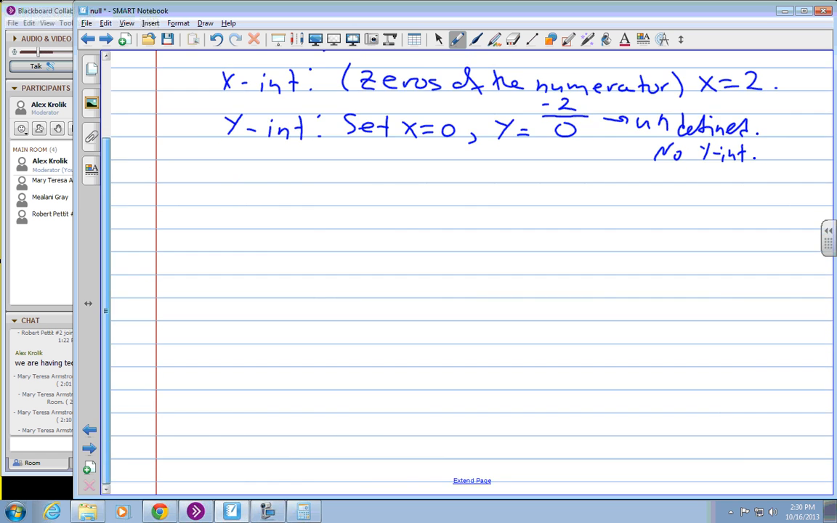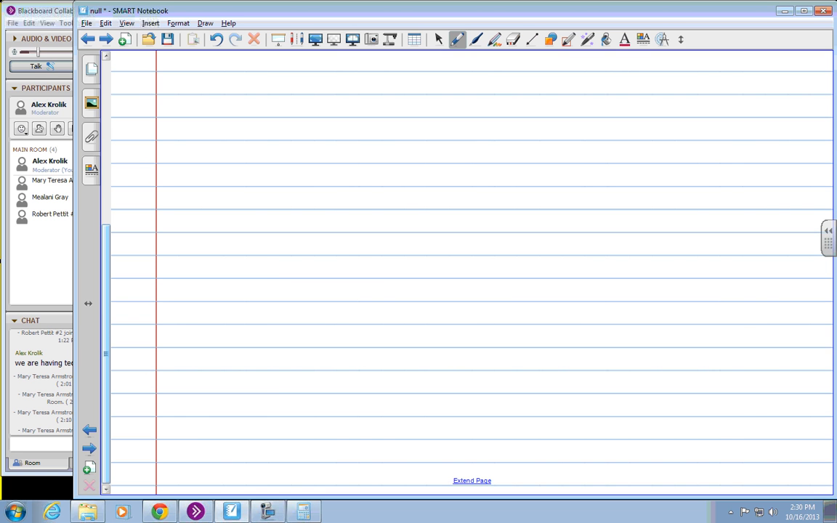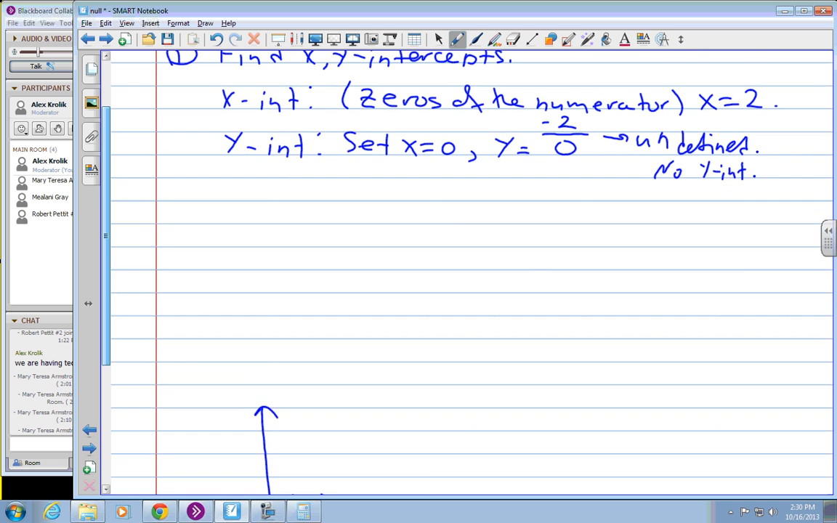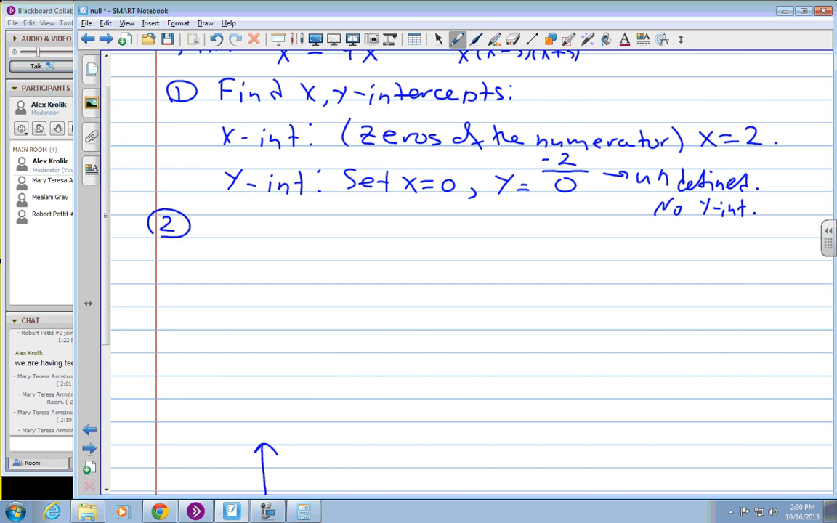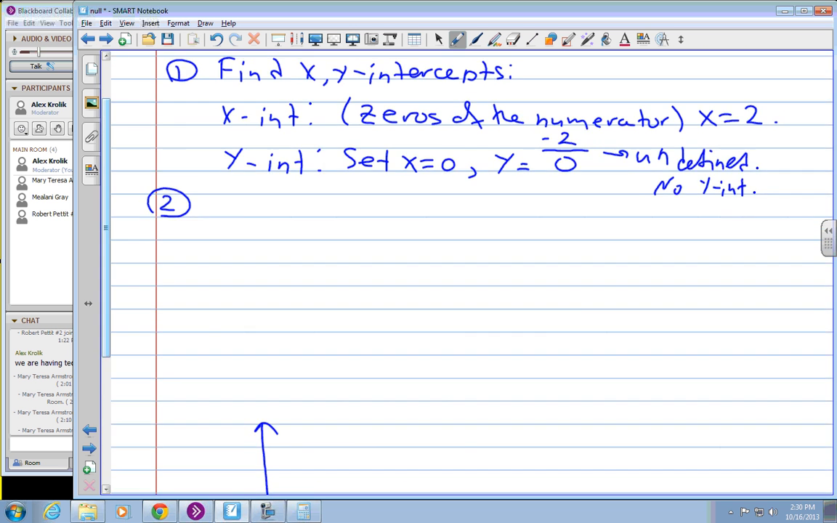But so far, if I start my sketch, the only thing that I have is x equals 2 as an x-intercept. That's all that I have so far. I don't have any y-intercepts. I don't have anything else. Okay?